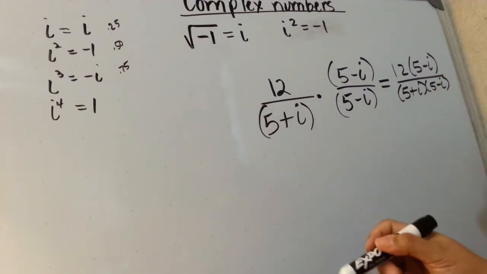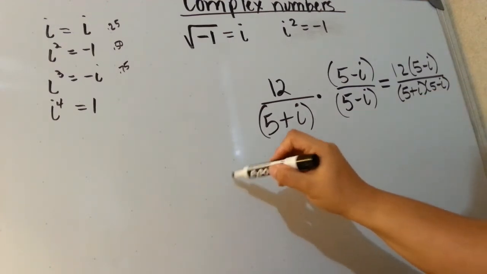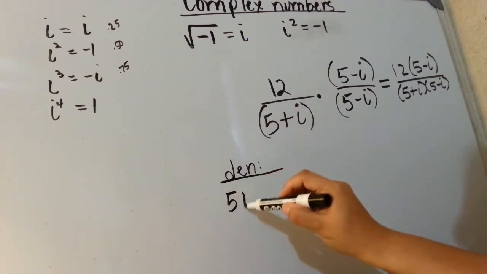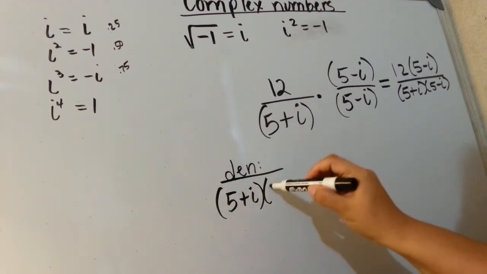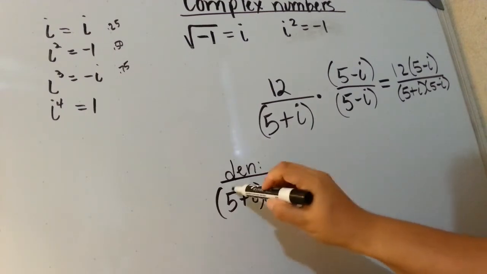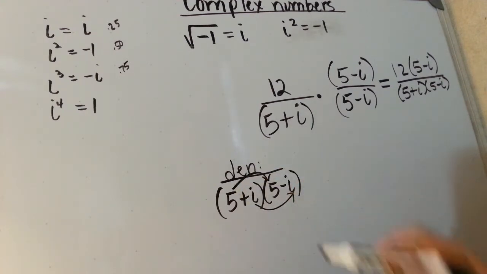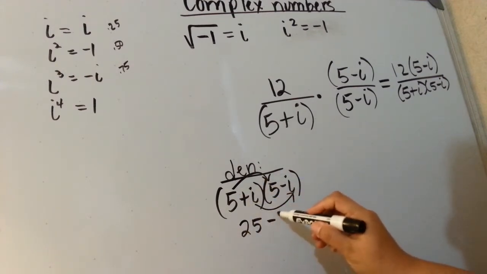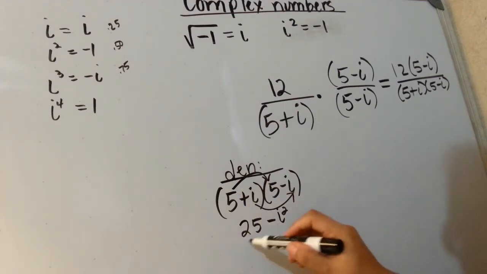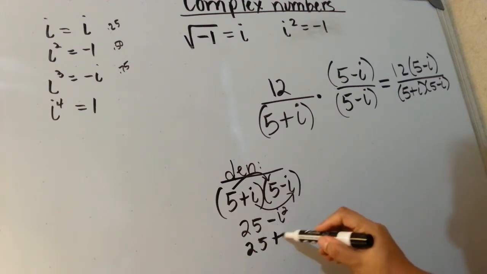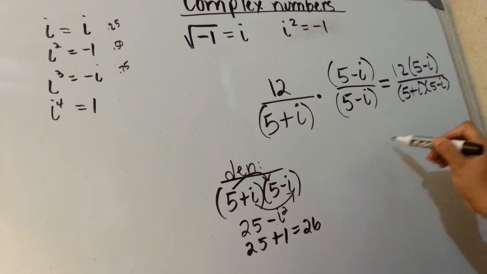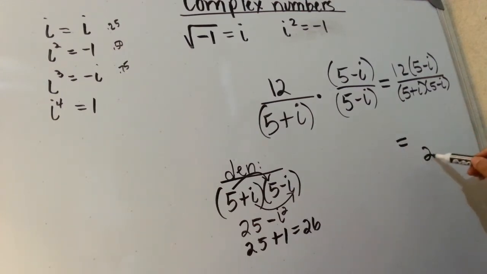Now at the bottom, the denominator are conjugates. So remember, we're just going to multiply the imaginary parts and the real parts. So 5 times 5 is 25. And this is minus i squared. So this is 25 plus 1, which is 26. So we know the denominator is 26.